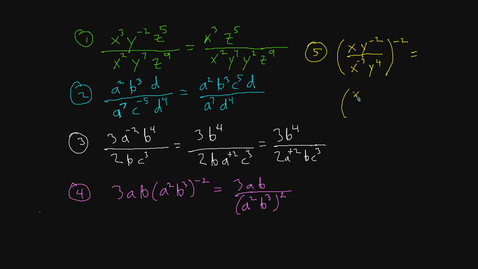So I'm going to make this x, and I'm going to take this x to the negative 3 and move it to the top. And then I'm going to take this y to the negative 2 and move it to the bottom. And then I'm going to write the negative 2 exponent on the outside. So I'm just dealing with the negative exponents on the inside. Now I'll deal with the negative exponent on the outside.